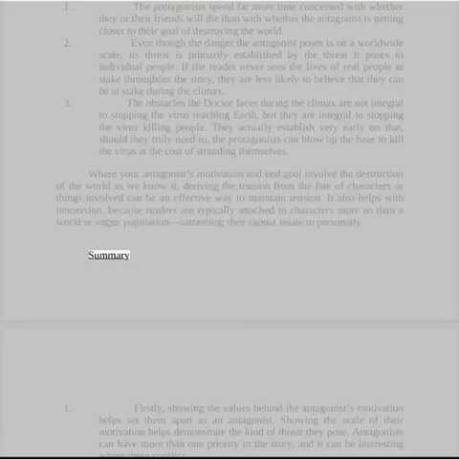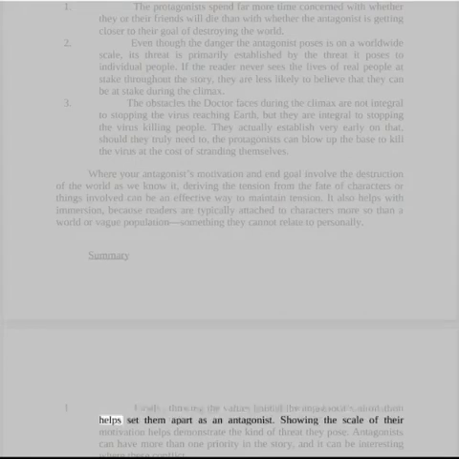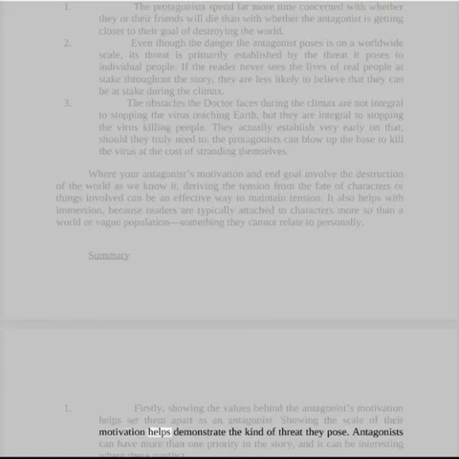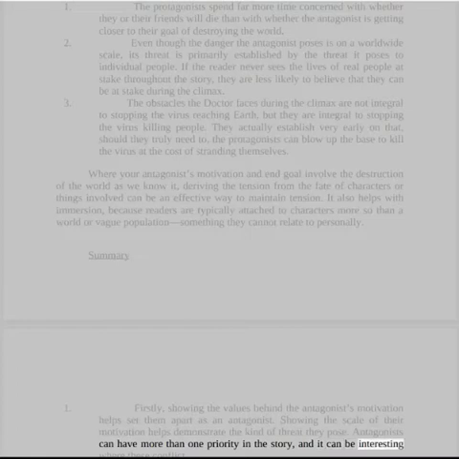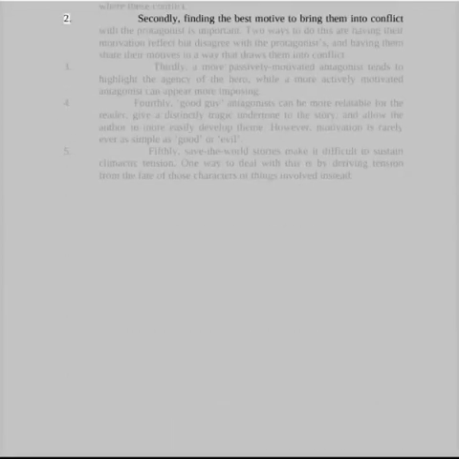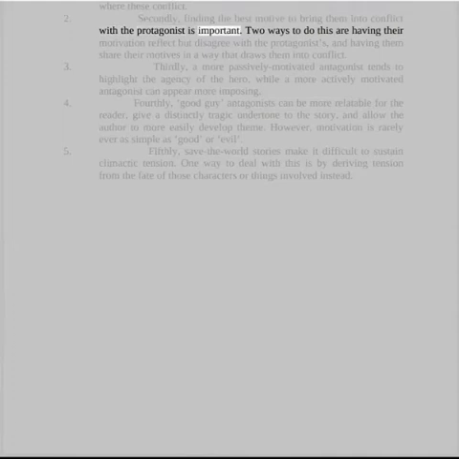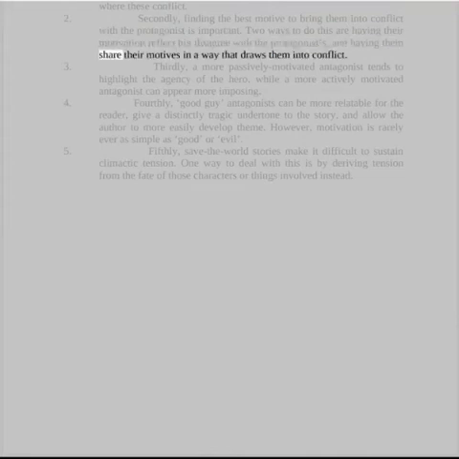Summary. 1. Firstly, showing the values behind the antagonist's motivation helps set them apart as an antagonist. Showing the scale of their motivation helps demonstrate the kind of threat they pose. Antagonists can have more than one priority in the story, and it can be interesting where these conflict. 2. Secondly, finding the best motive to bring them into conflict with the protagonist is important. Two ways to do this are having their motivation reflect but disagree with the protagonist's, and having them share their motives in a way that draws them into conflict.